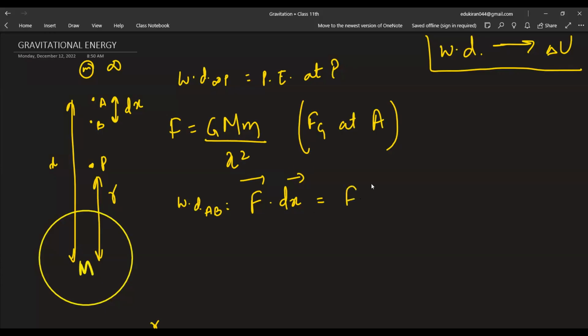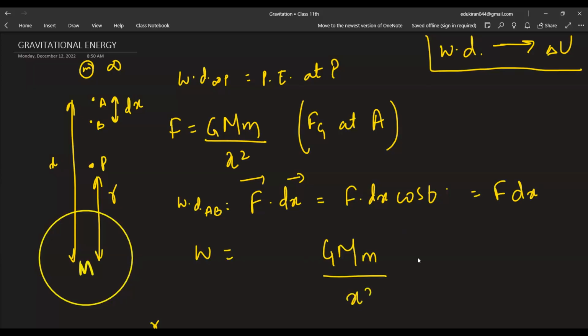So firstly, see f dx, this is going to be cos 0 degree. All are parallel, we can see. So this is simply f dx. So what is the work done that we should put? See, force, what is the force? G, capital M, small m by x square. Displacement is already dx from A to B point. And we are actually integrating.